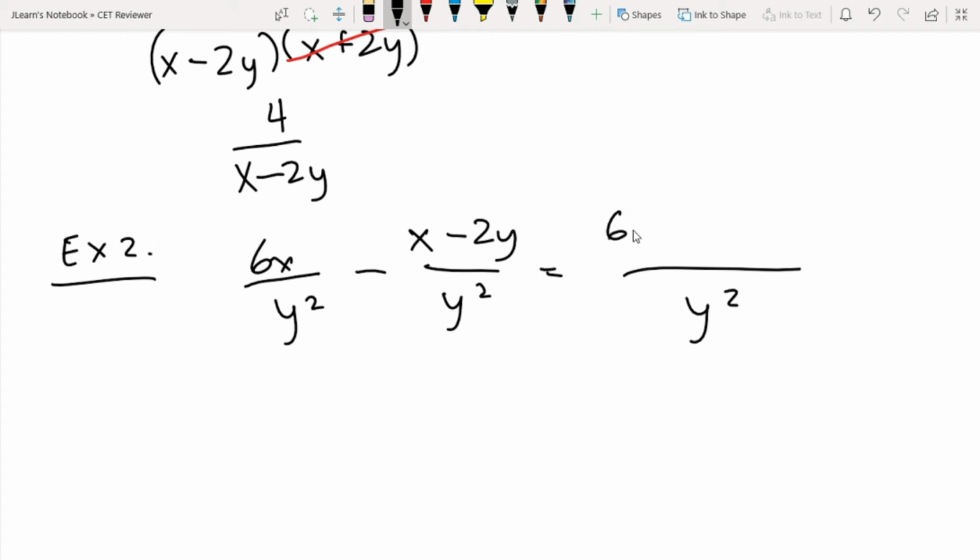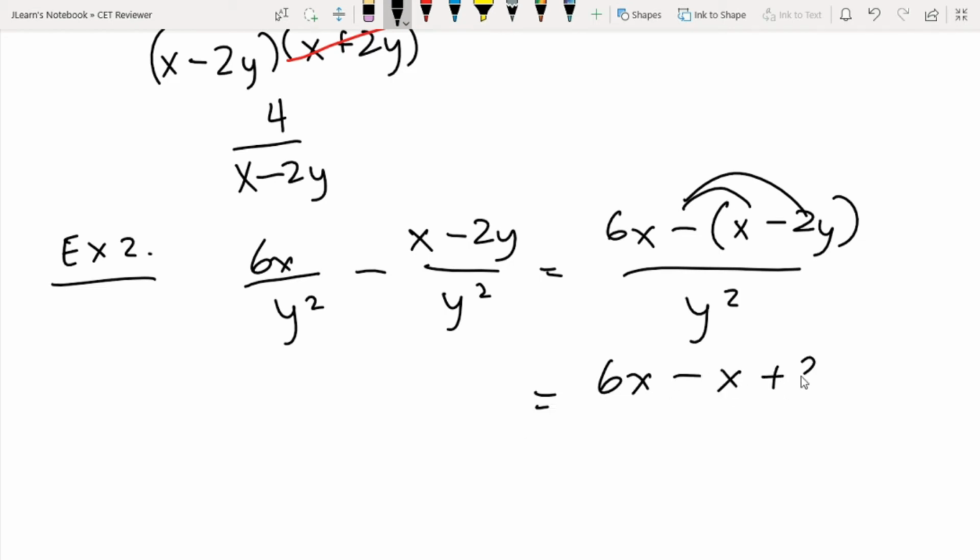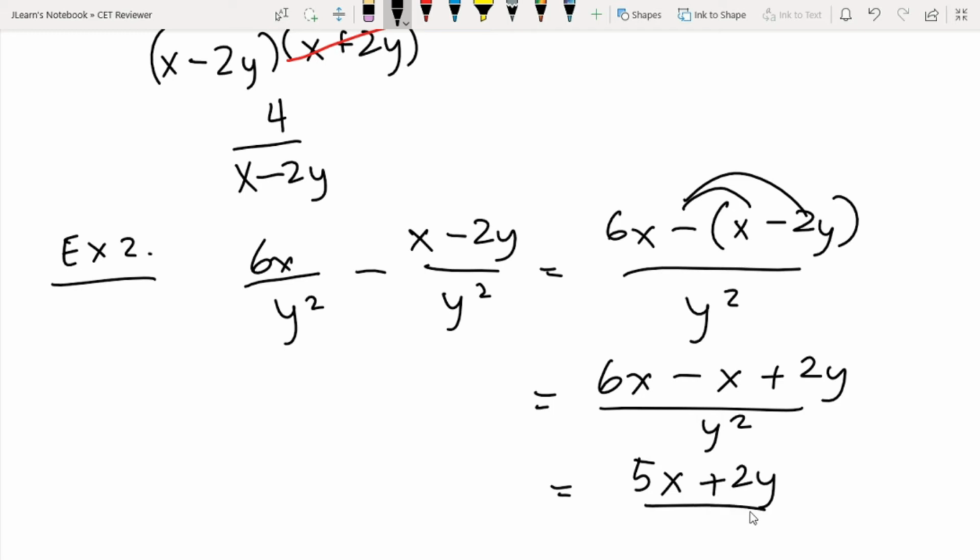So, this is 6x minus parenthesis x minus 2y. Okay? Remember, may parenthesis yan. And you need to distribute this negative sign. 6x minus x plus 2y all over y squared. And if you further simplify this will be 5x plus 2y all over y squared. And hindi mo na pwede i-factor yung numerator and denominator. So, yan na yung answer natin.